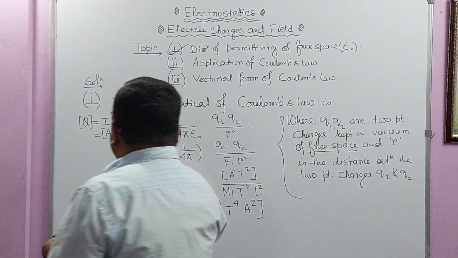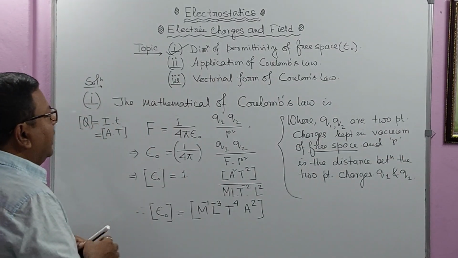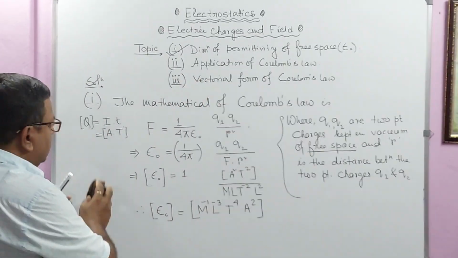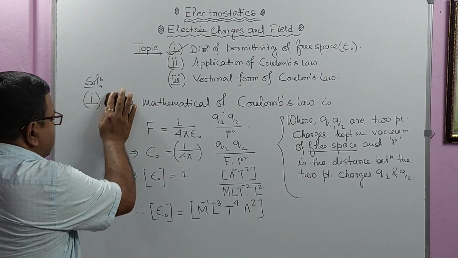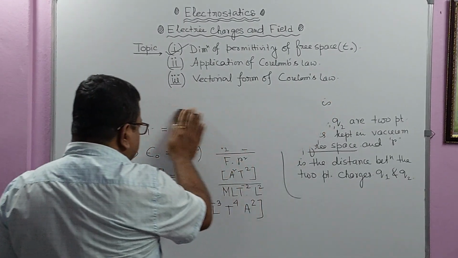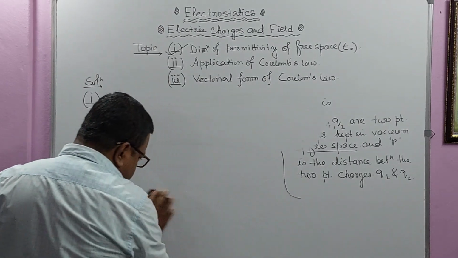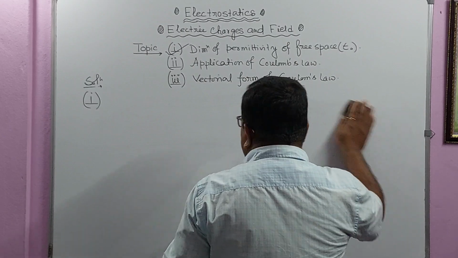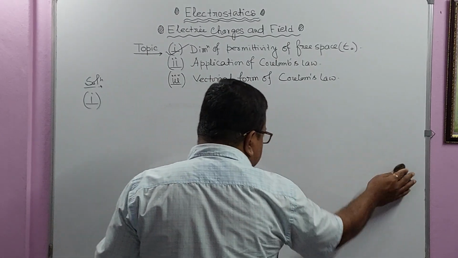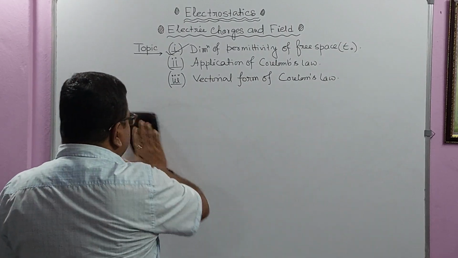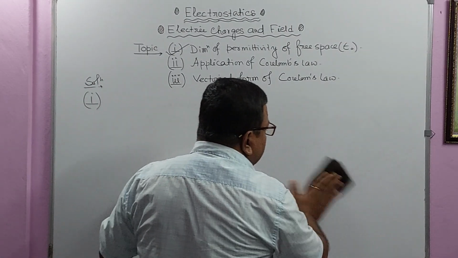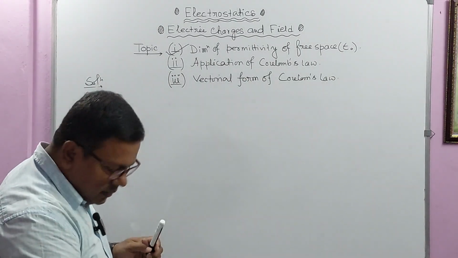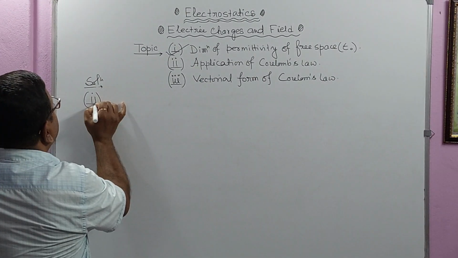Okay. So now our task is to find out the application of Coulomb's law. For doing this, we are considering an example. We are considering 2 point charges. Point charge means the charges are very small in magnitude. Okay. We are considering 2 charges and they are separated by a very small distance. Let us consider the application of Coulomb's law.